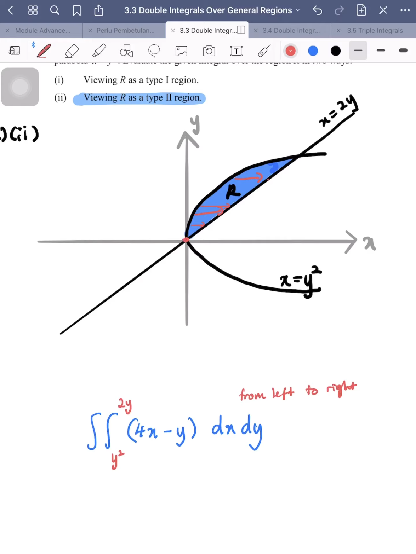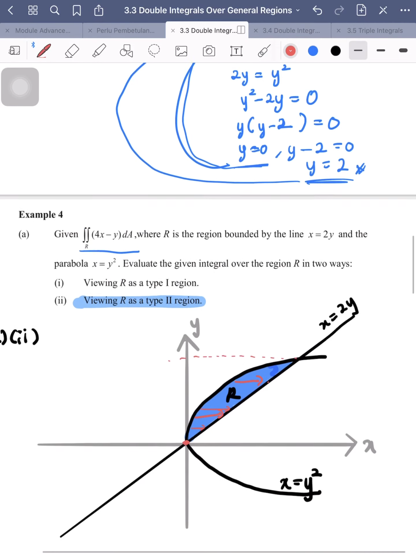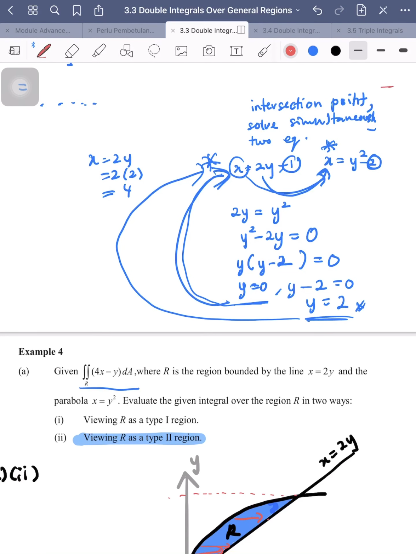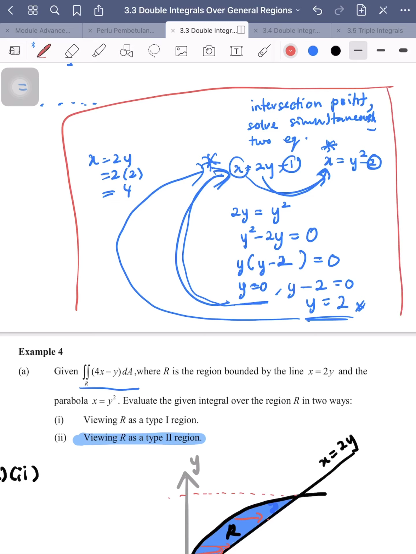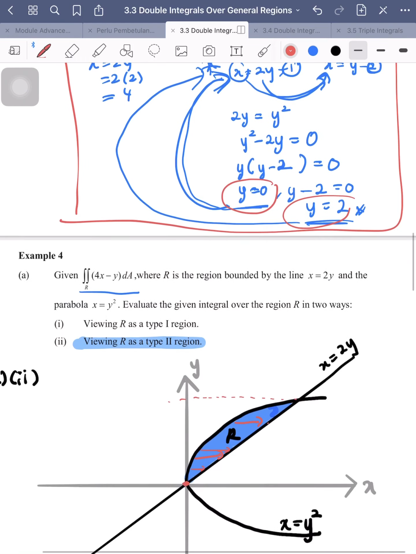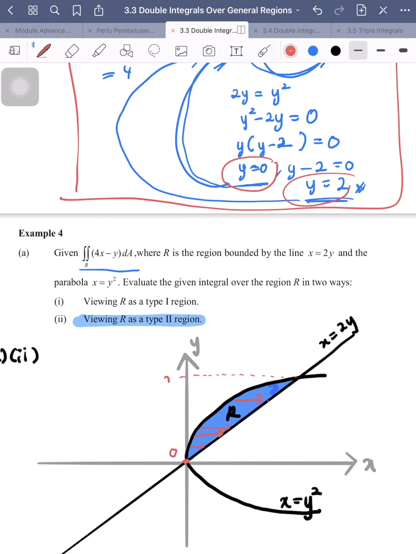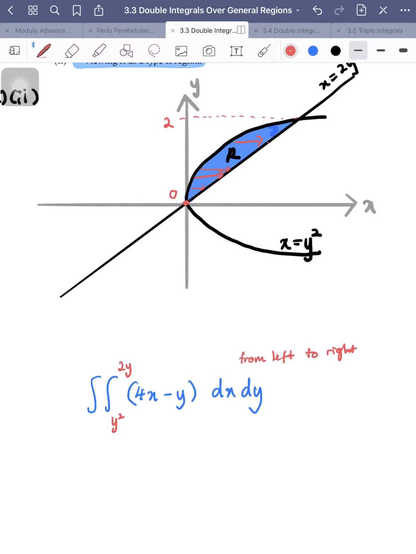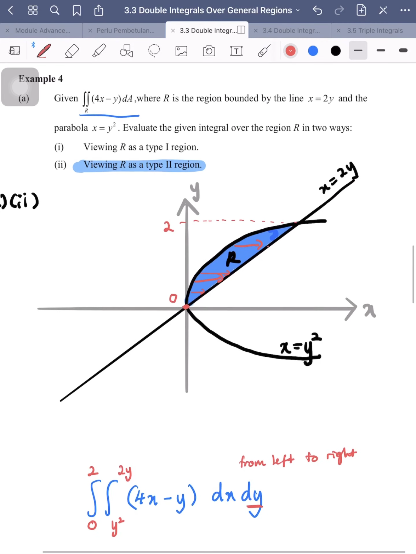Next, okay, the shaded region goes until where? From 0 until here, right? Okay, this is the intersection point. Just now the intersection point we already found. So solving simultaneously between the 2 curves, you will find that they intersect at y equal to 0 and y equal to 2. So your limit will become y in between 0 until 2. So this is the limit for the region R, viewing R as a type 2 region.